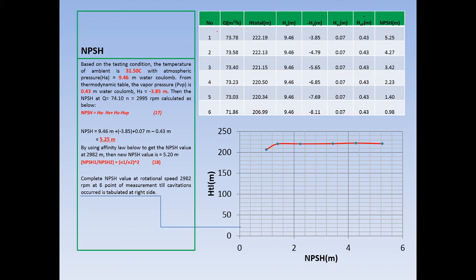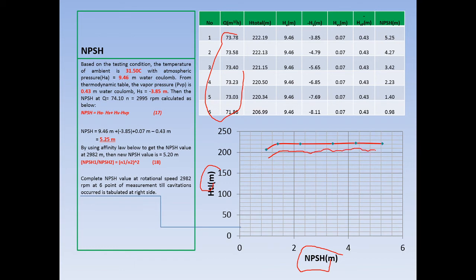For one specific flow capacity point, this is the flow capacity, and you make a graph of NPSH and then head total. As you can see in the graph, the graph climbs and then becomes stagnant.